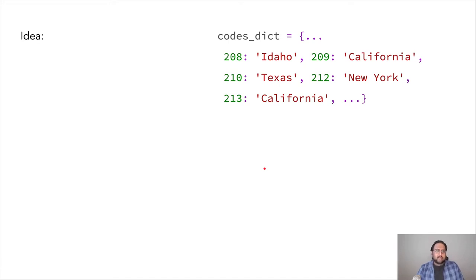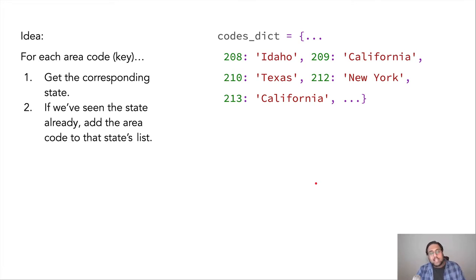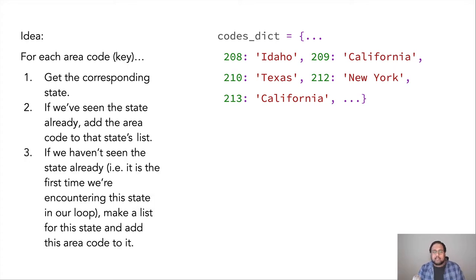So here's my idea. For every area code in codes dict, so for 208, then 209, then 210, then 212, and so on and so forth, what I want to do is first determine the corresponding state. So for 208, I know the state is Idaho. For 213, I know the state is California. And so on and so forth. If we've already seen the state before, in states dict, I want to add that area code to the list corresponding to that state. If we haven't seen that state before, what we want to do is make a list for that state and add the area code to it.